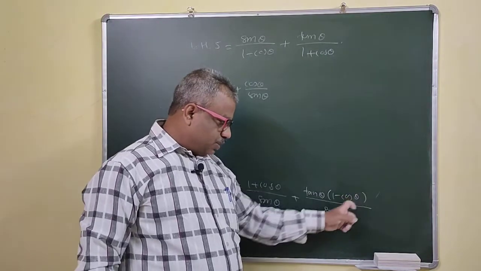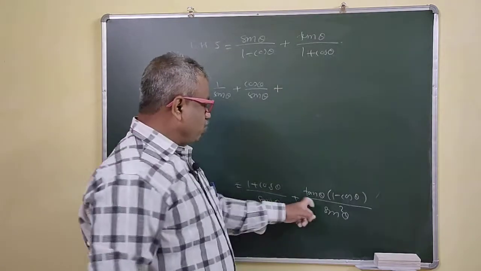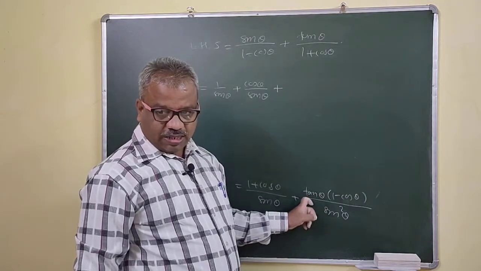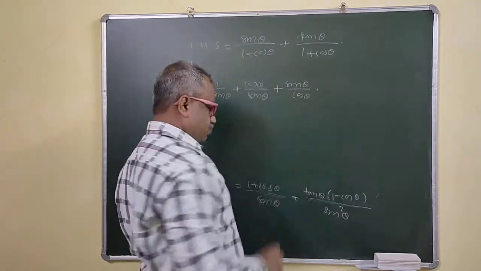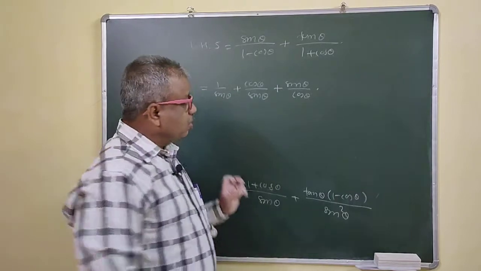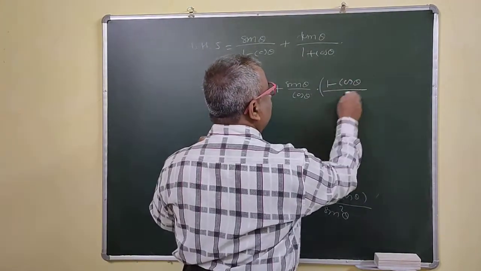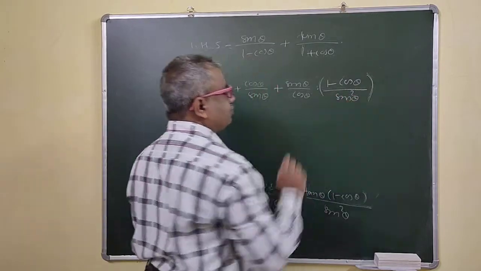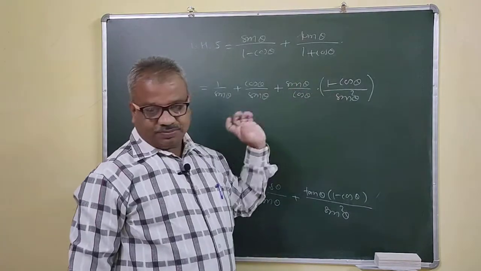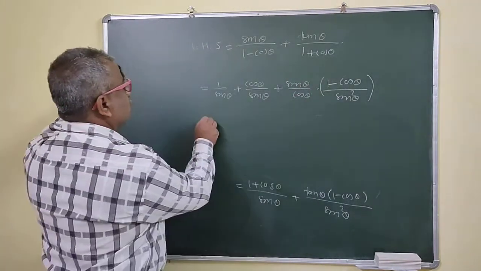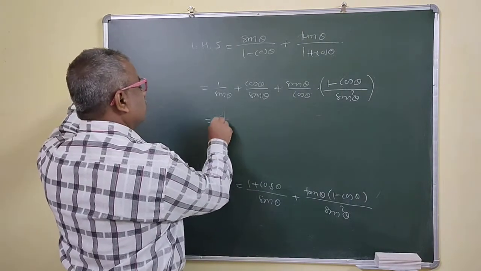Now, you may write here 1 upon sin square theta. Right? So, okay, this is what then? Plus tan theta. Tan theta is what? Sin theta upon cos theta. We write sin theta upon cos theta into 1 minus cos theta upon sin square theta now. Right? Now see here, one sin gets cancelled. Right? Okay. So 1 upon sin theta is nothing but cosec theta. Or you keep this as it is, 1 upon sin theta.